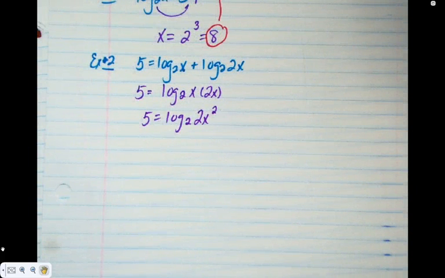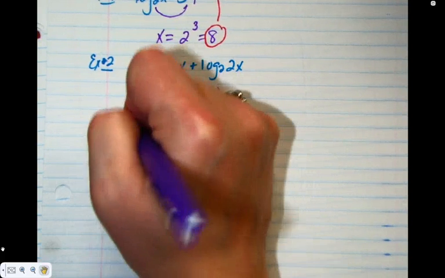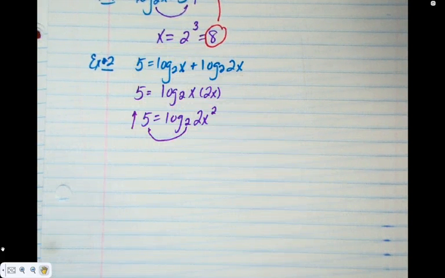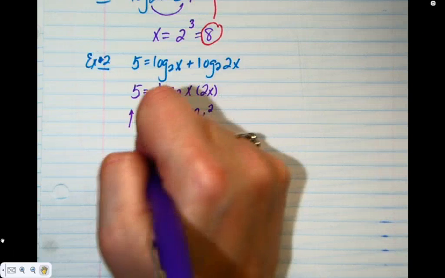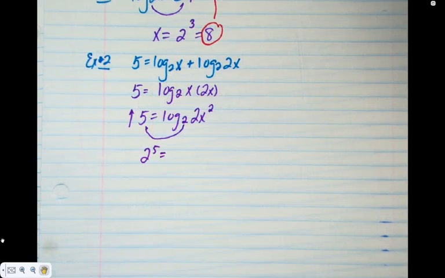Step number 3 is convert to exponential, and the reason we do that is that's the only way to get rid of a log in an equation. So you can't anti-log, you can't divide by log, you can't square a log. What's the opposite of a log? Exponential function, because they're inverses of each other. So the only way to make a log disappear is to convert to exponential. So the base is going to move over, bump the exponent up, log will disappear. So on the left I'm going to have 2 to the 5, and on the right I'm going to have 2x squared.